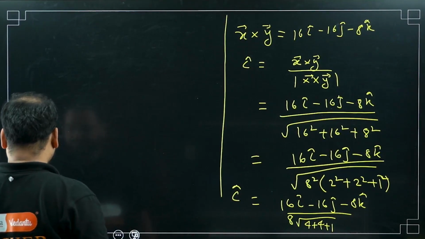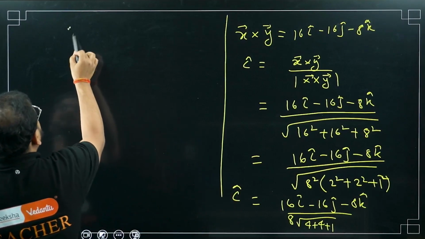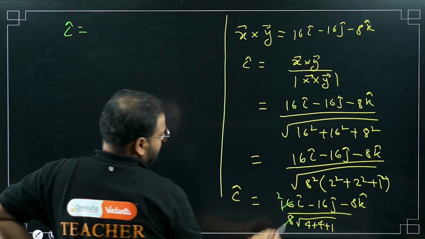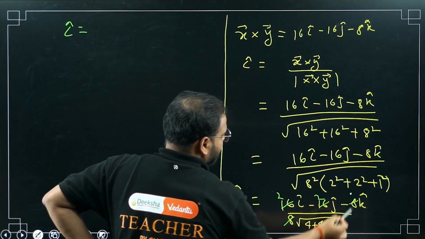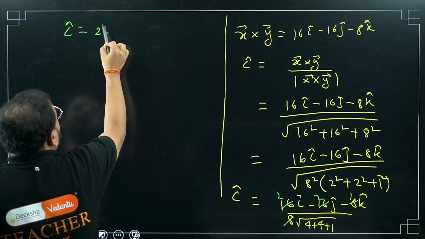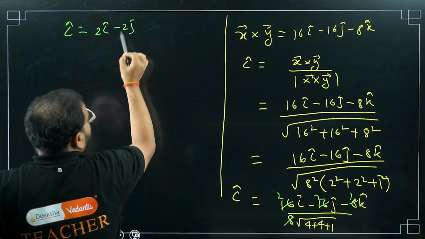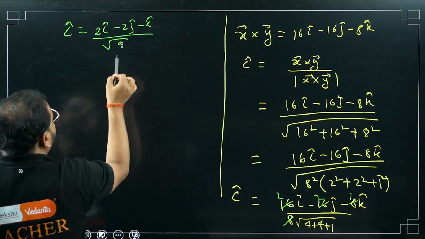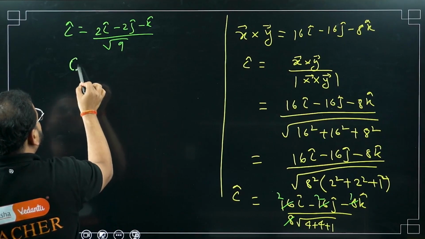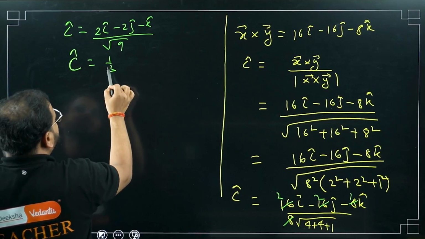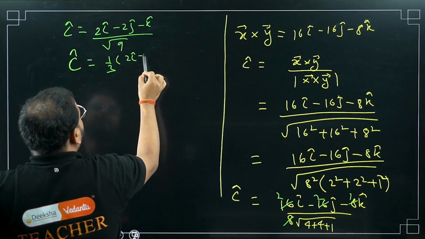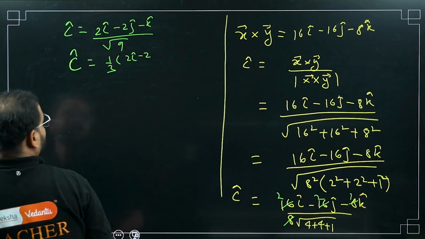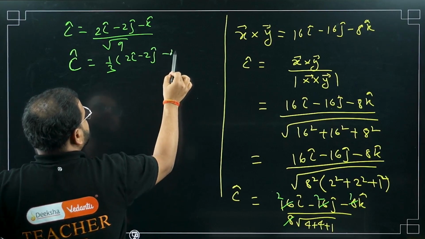Excellent. Now check here. What am I getting for c cap? Can I divide 8 with everything? This will be 2, this will be 2 again, this will be 1 again. So what is this going to be, bacha? Tell me. 2i cap minus 2j cap minus k cap upon what? Upon root 9. So my c cap is going to be, please check, 1 by 3 times of 2i cap minus 2j cap minus k cap.